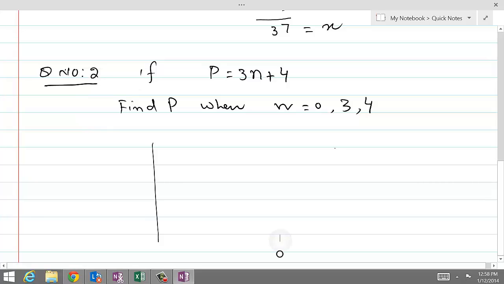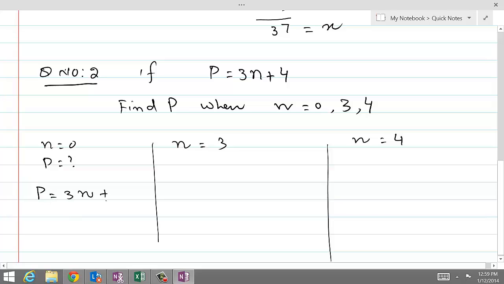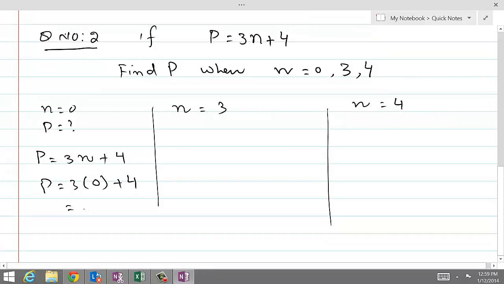So these 3 sections, and here we have n is equal to 0, here we have n is equal to 3, and here we have n is equal to 4. So what is the value of p now? In this case, we are going to use the same relation. P is equal to 3n plus 4. So we can substitute n with its value. So p is equal to 3 times, instead of n, we can replace n by 0 for this case, plus 4, and then 3 times 0 is 0 plus 4, and this gives us p is equal to 4.